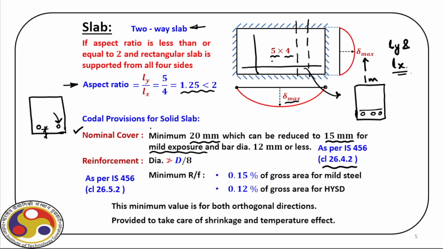And reinforcement also should satisfy this. The diameter, that is phi, should not be greater than D by 8, right?